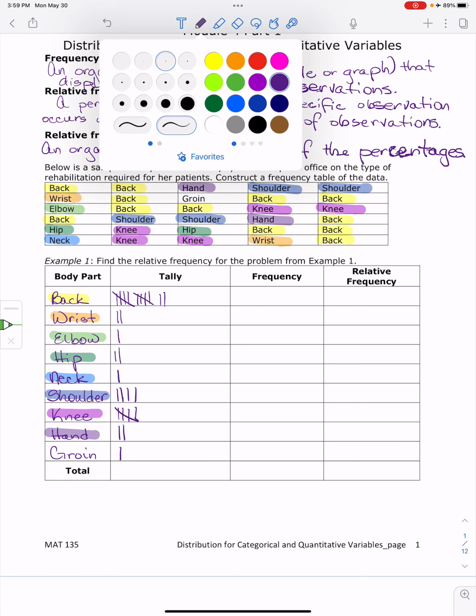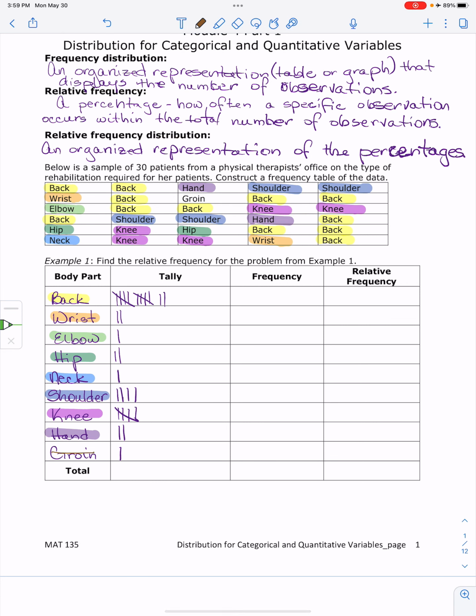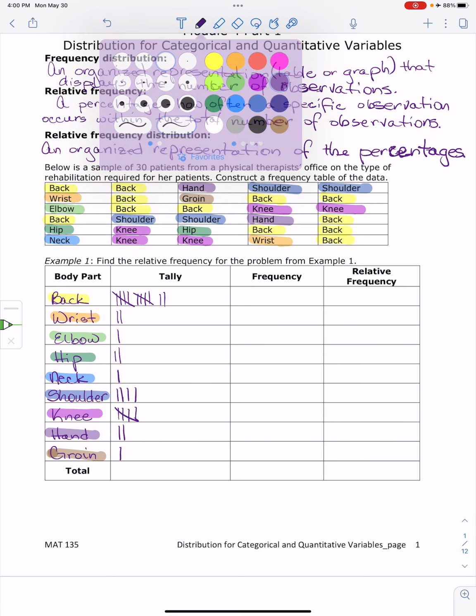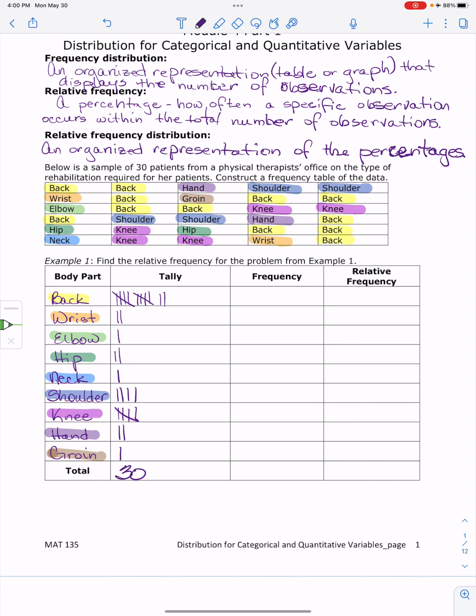I'm going to go ahead and take a minute to count and just make sure, even though I thought I was pretty careful keeping track of everything, that I haven't missed anything. So I've got 12 back injuries, 2 more wrists, that's 14. An elbow puts us at 15, 2 hips puts us at 17. 1 neck makes 18. 4 shoulder injuries, we're at 22. 5 knee injuries, that makes 27. 2 hand injuries puts us at 29, and 1 groin injury gives us a total of 30 injuries.